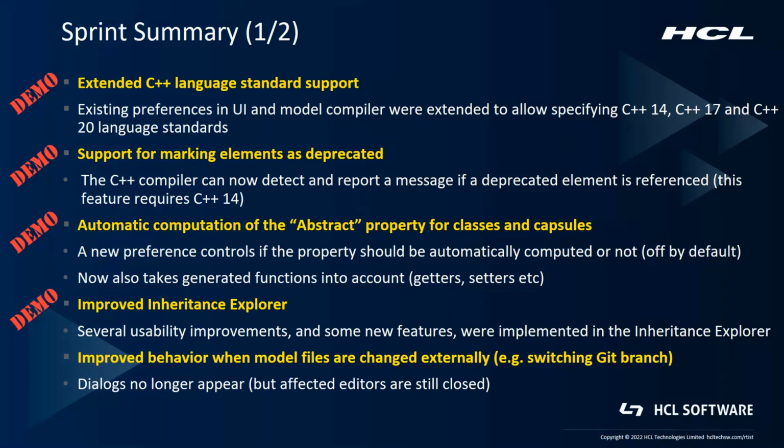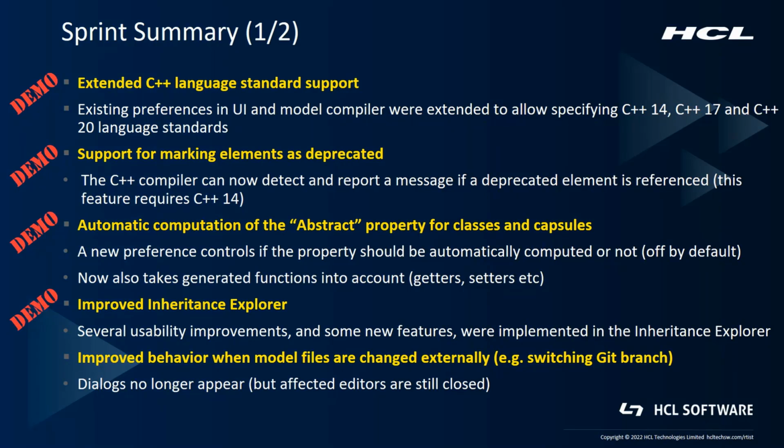So in this sprint, we have extended the C++ language standard support. As you know, in both the user interface and the model compiler, we have a preference for specifying which C++ language standard to use. Previously, we just had two options there, but now we have added C++ 14, 17, and 20. The reason is that we have implemented some features where it's beneficial for the model compiler to be able to check which language standard the user wants to use.